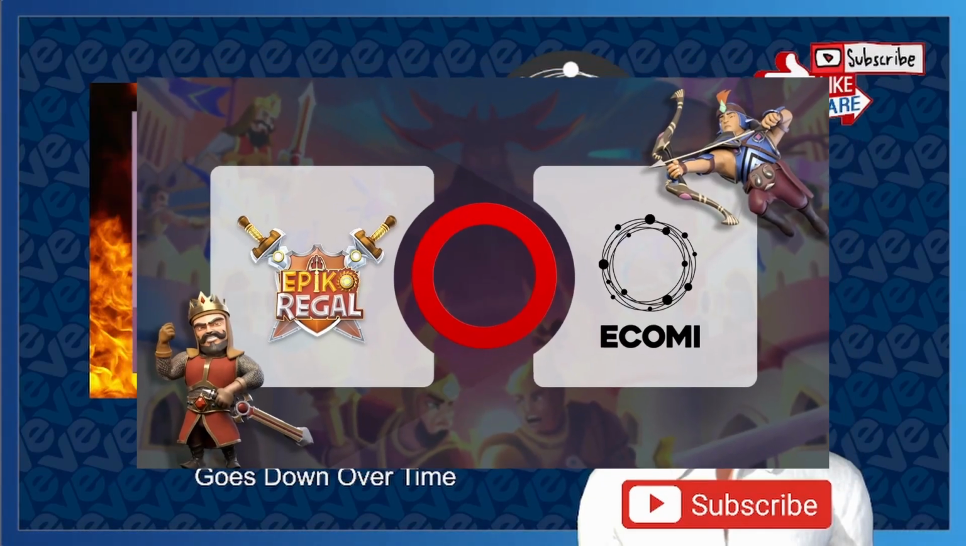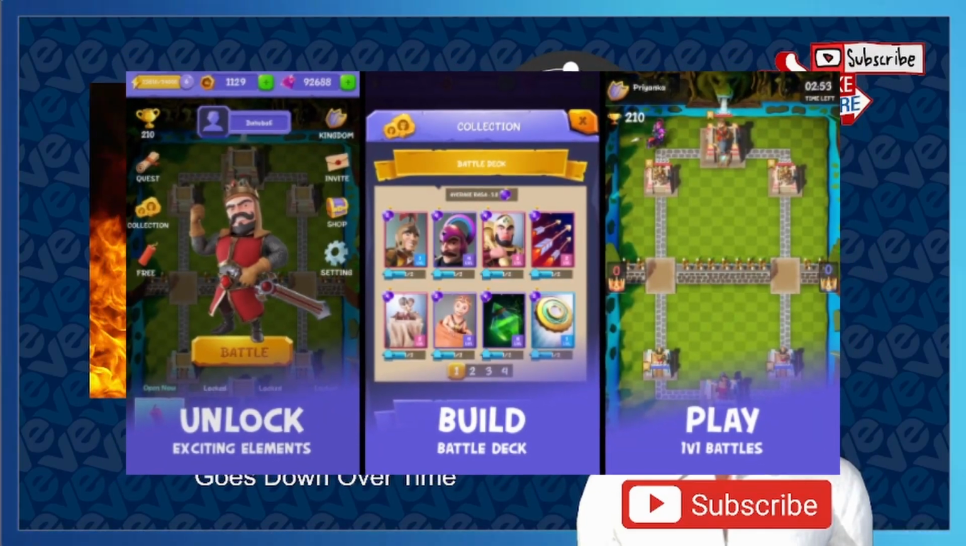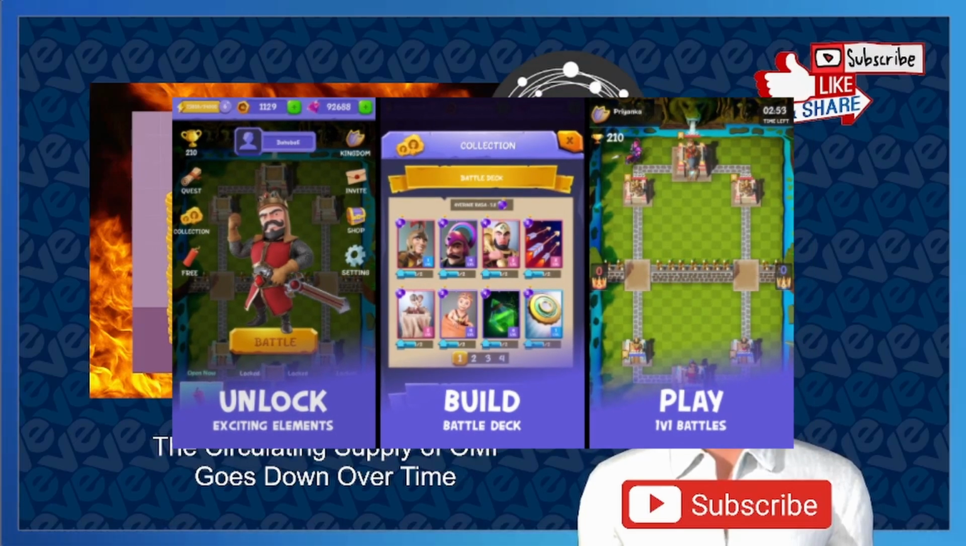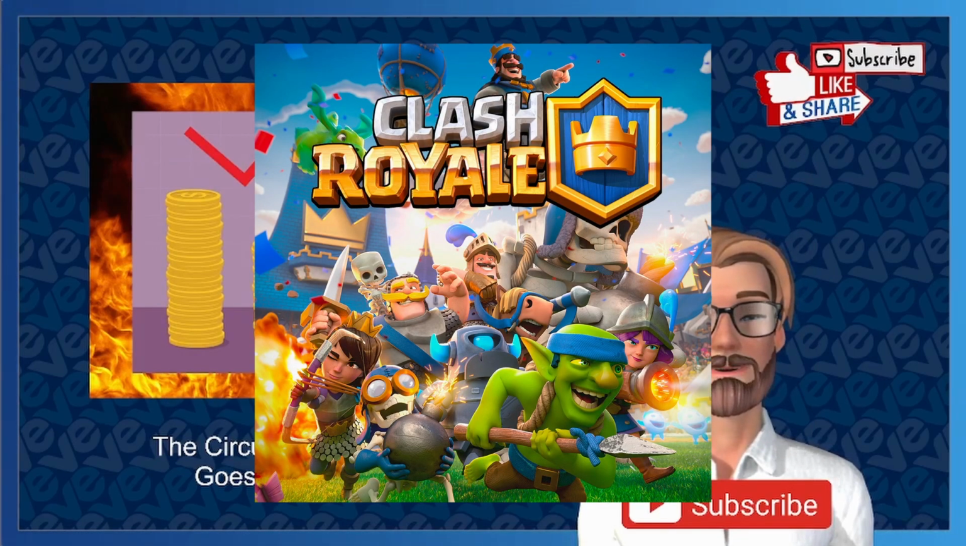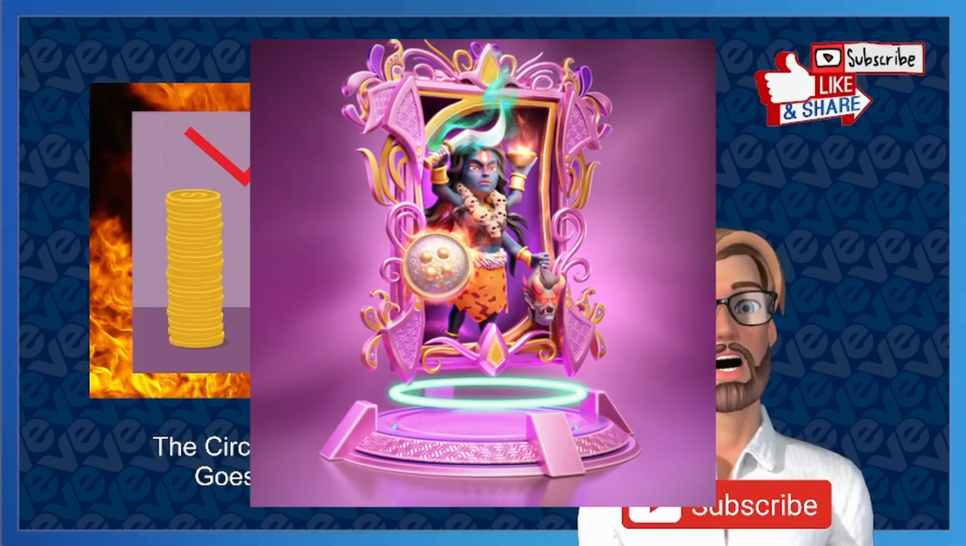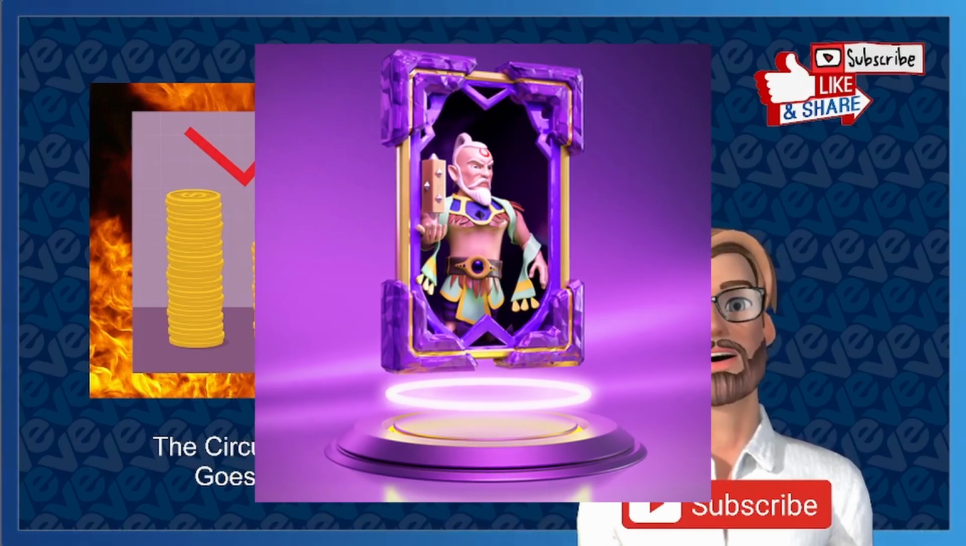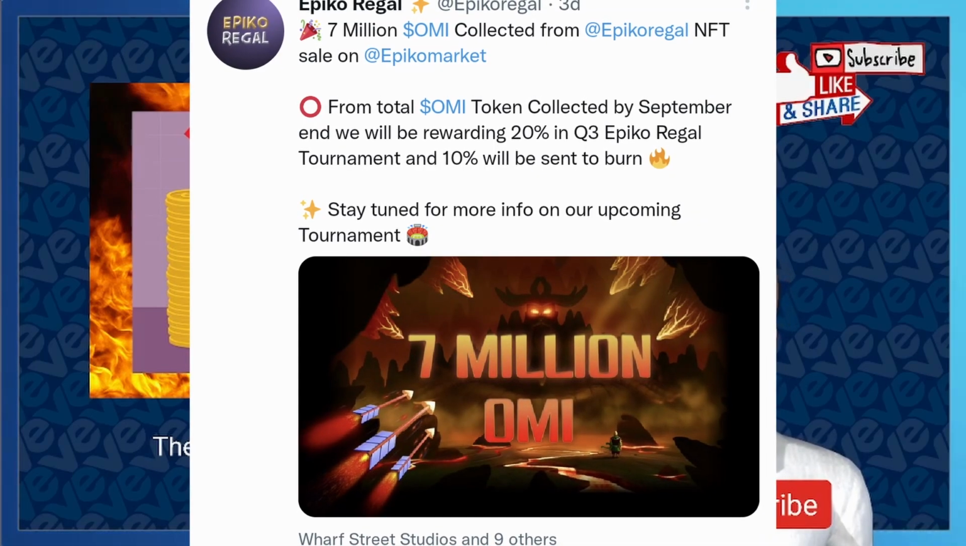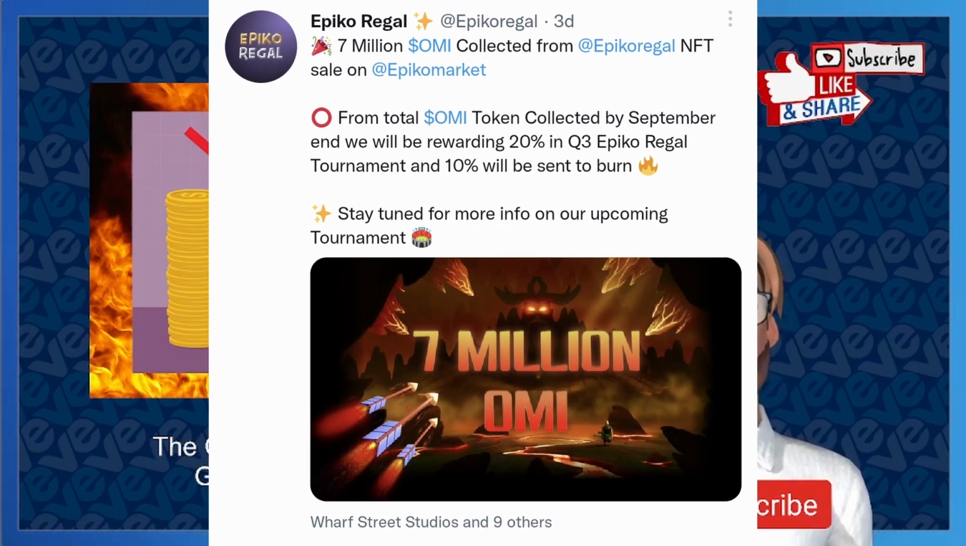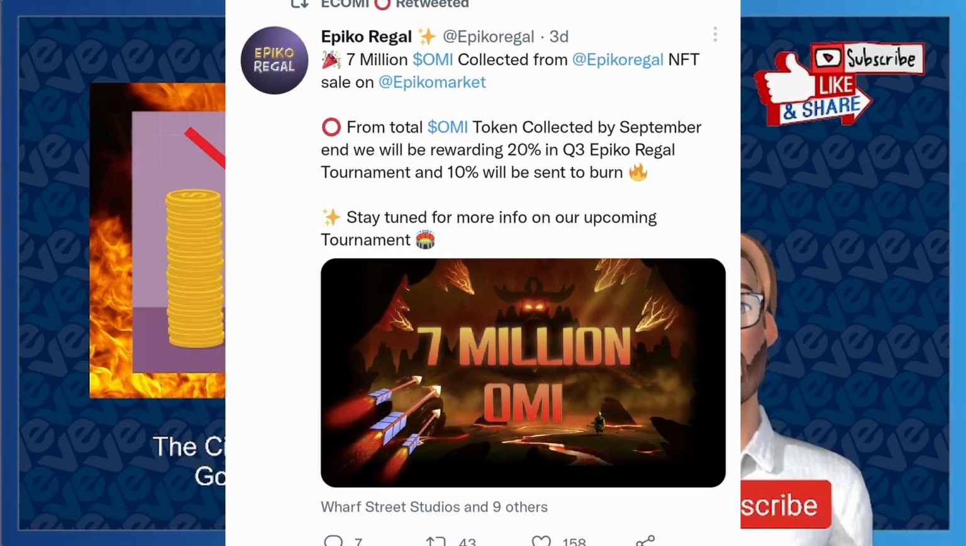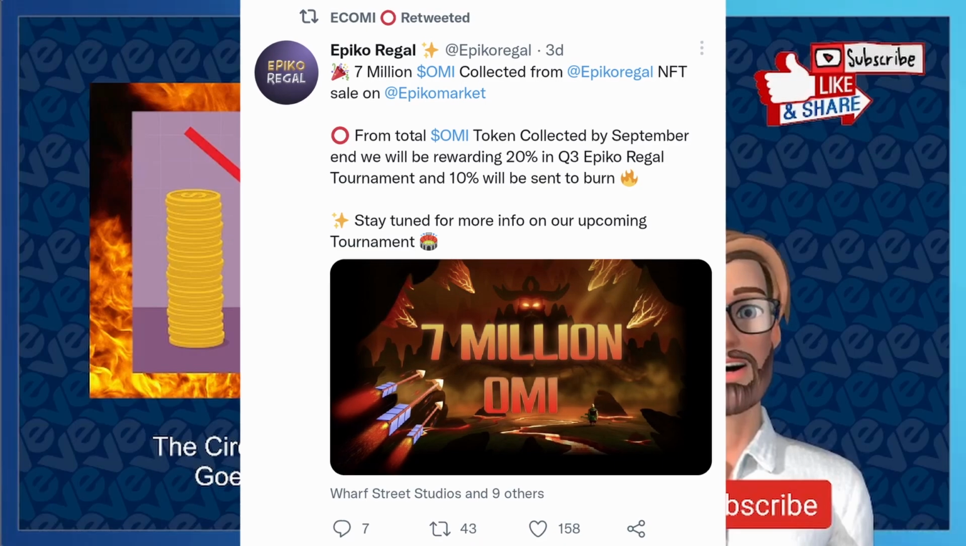ECOMI is a third-party app, right? You can download it on iPhone and Android. Very similar to that of Clash Royale, if you're familiar with that game. But they have a marketplace where you can purchase NFTs, and you can actually do so using OMI, okay? So at the end of every single month, a certain percentage of the OMI that ECOMI pulls in actually gets burned and taken out of the circulating supply, okay?